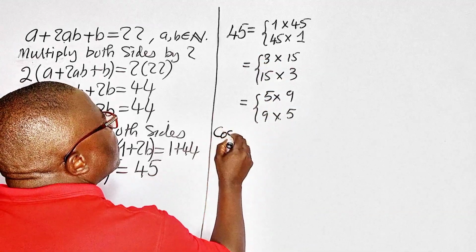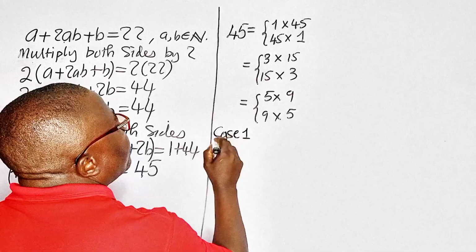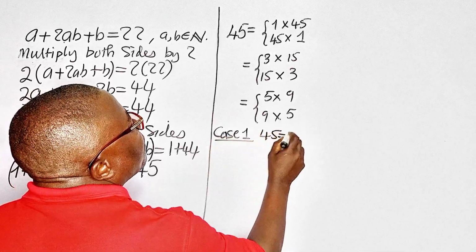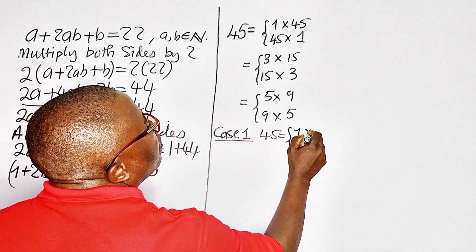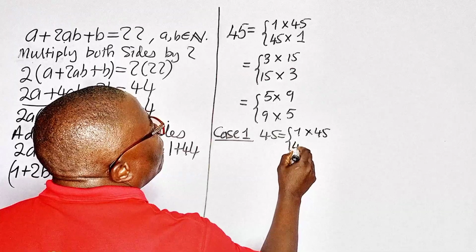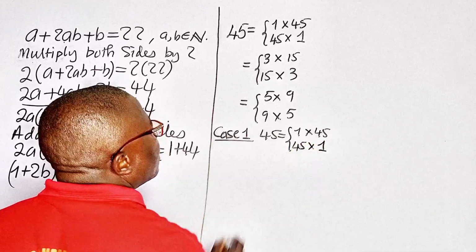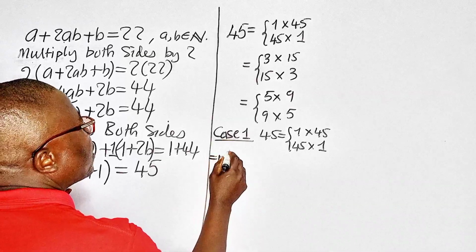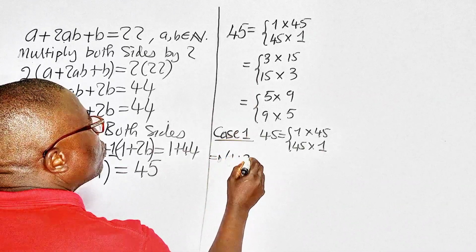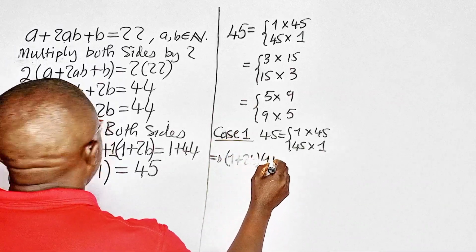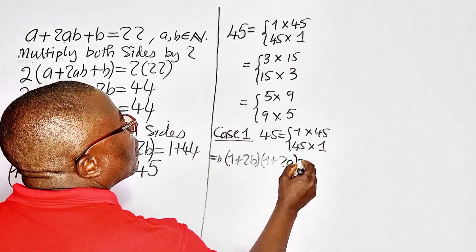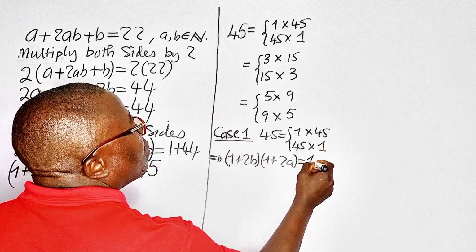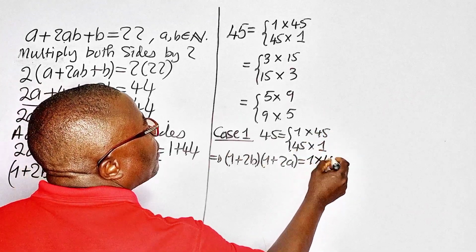Let's go ahead and work and see. Case 1: 45 can be decomposed as 1 multiplied by 45 or 45 multiplied by 1. So we are therefore saying that 1 plus 2b into 1 plus 2a can either be written as 1 multiplied by 45.